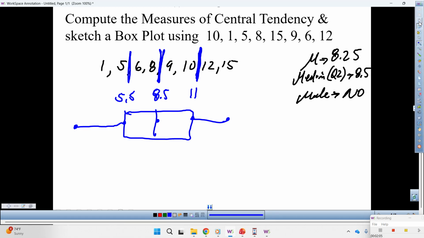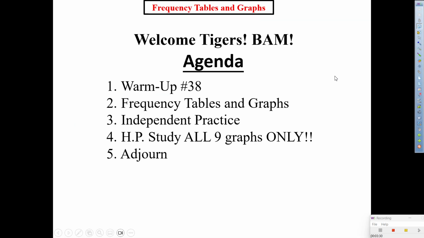All right, send that in, please. Copy the agenda. Warm-up 38 done. Frequency tables and graphs. Today we're going to have some independent practice. It's going to go pretty fast, so stay focused. And I'm going to give you just study your 9 graphs for tonight. Well, tomorrow's minimum day.